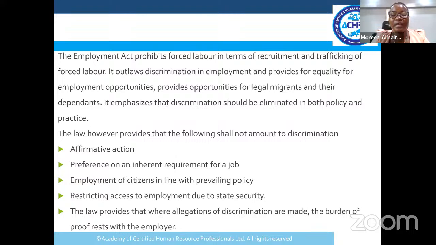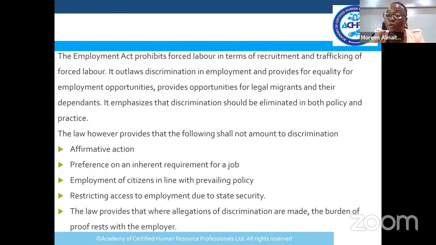There are laws that provide that where allegations of discrimination are made, the burden of proof rests upon the employer. For example, there's this case I was looking at. Let me just check it. I had written it here in my notes. There is a case of James Mwathi Nguri versus Egerton University, whereby they were forcing this person to go on retirement when it was not their time. It was upon the university to prove that they did not discriminate against him.